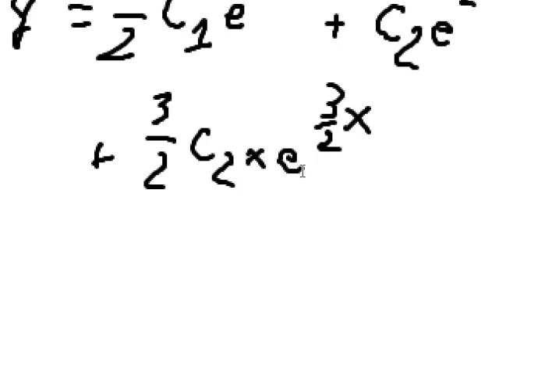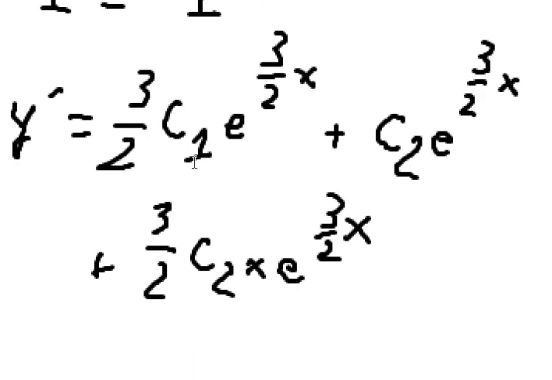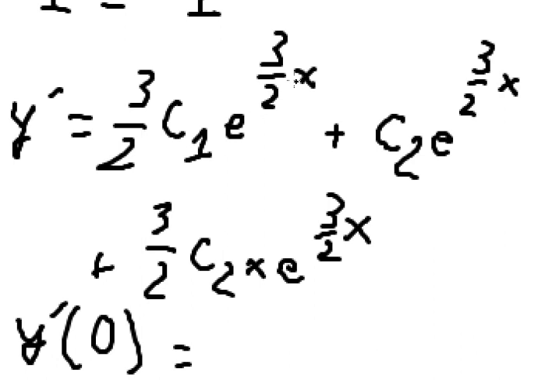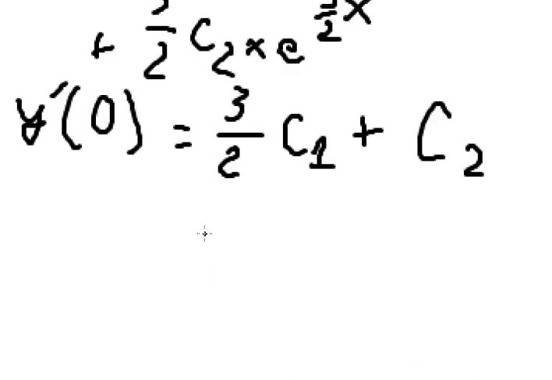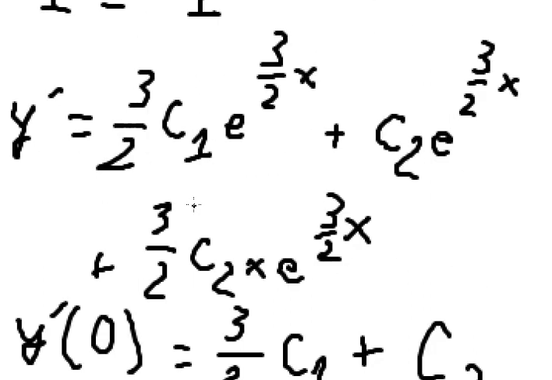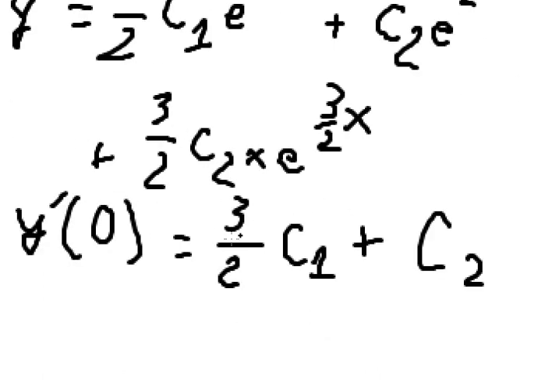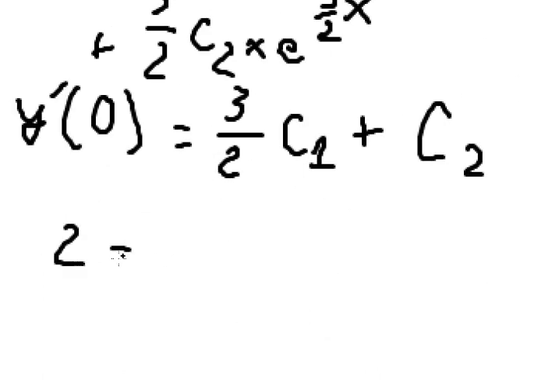So we put number 0 in here, here and here. So we know that this one you get 1, this one you get 1, this one you get 0 because we have s. So we have 3 over 2 c number 1 plus c number 2. So this one we know that this is number 2. So we put number 2 in here.